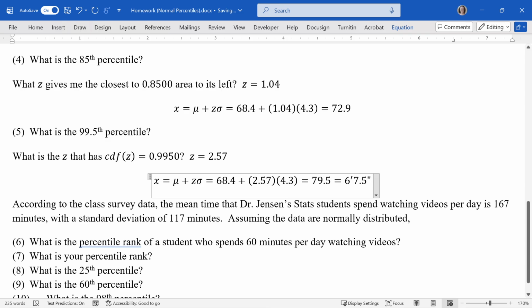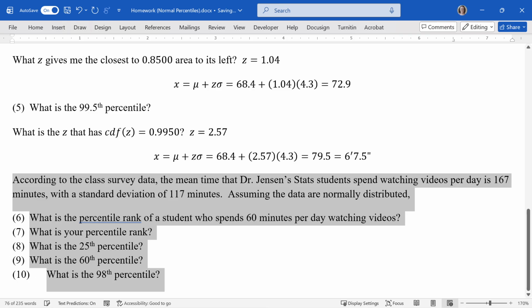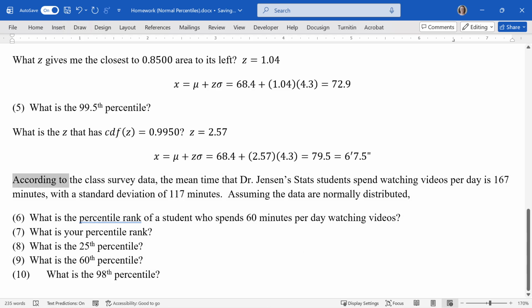All right. Next set of questions are pretty much exactly the same as the first set, just giving you a chance to practice it again. So let's practice again. According to the class survey data, the mean time that Dr. Jensen's stat students spend watching videos per day is 167 minutes, like almost 3 hours, with a standard deviation of 117 minutes. Really large standard deviation, so a lot of variation.